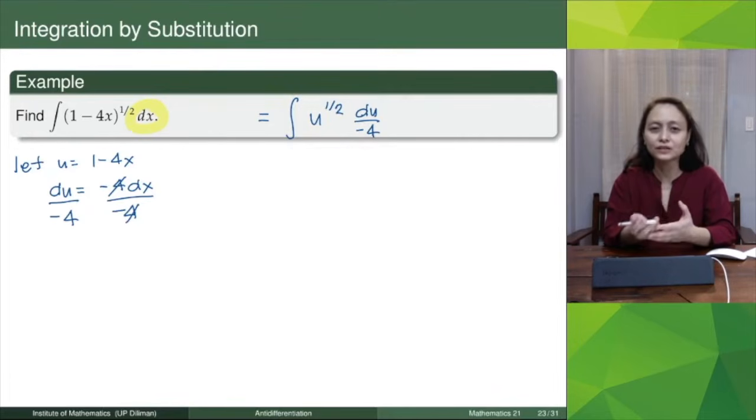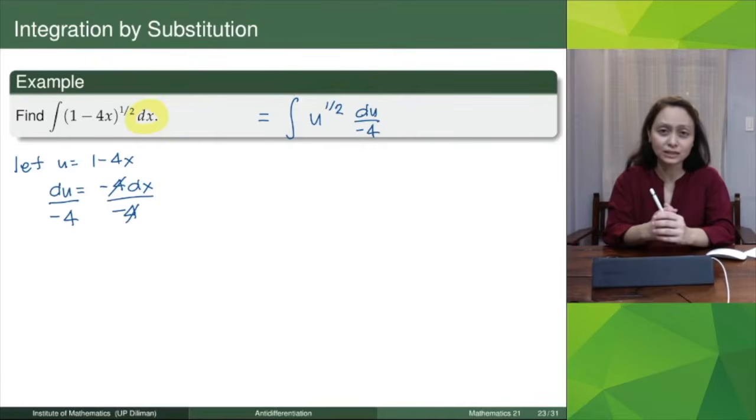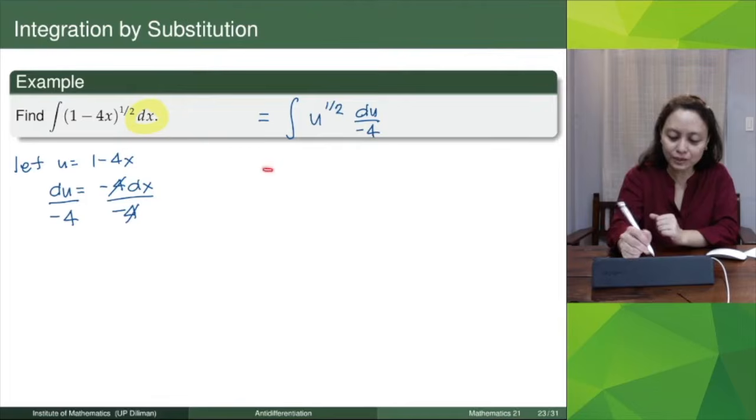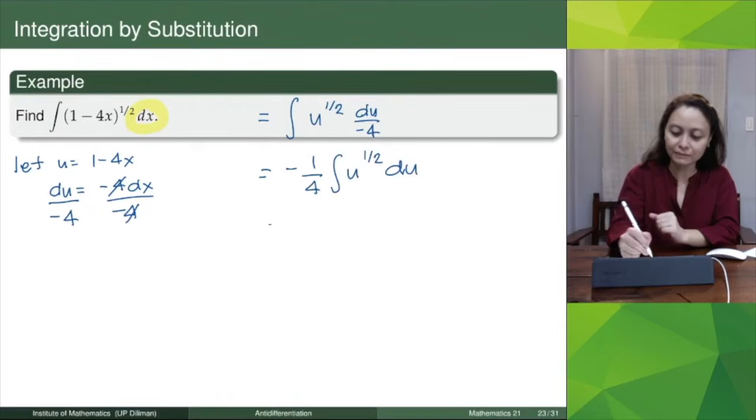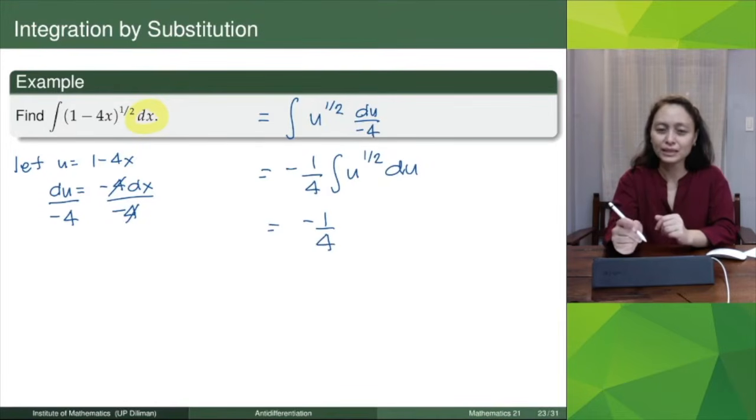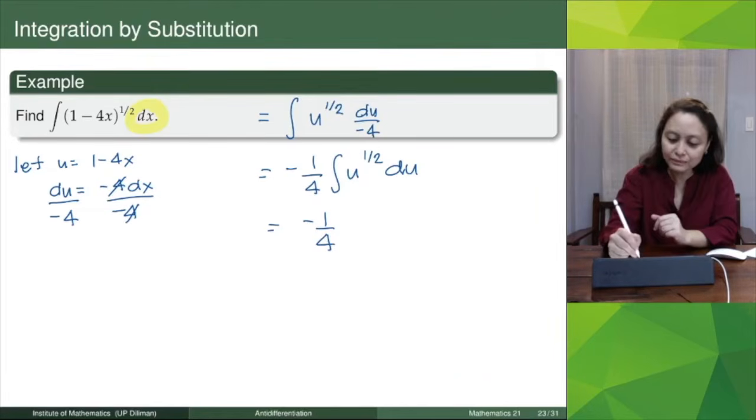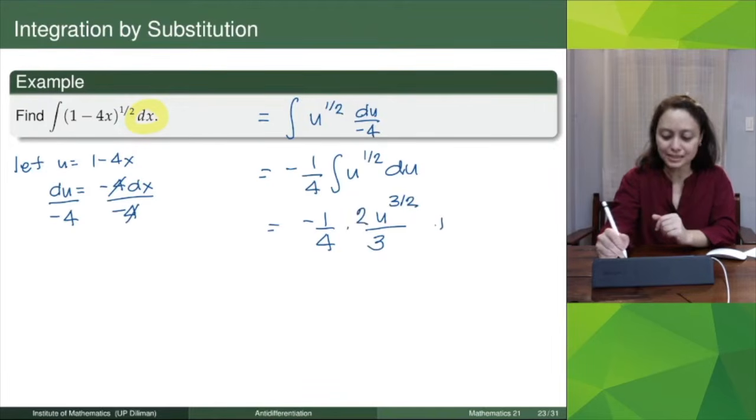Okay, so now let's try to use the theorems that we have previously discussed. Meron tayong constant na negative 1 over 4. Pwede nyo yung ilabas. So, this is equal to negative 1 over 4 times the antiderivative of u to the 1/2 du. So you have negative 1 over 4. Yung rule lang sa exponent, just add 1. u to the 1 half, 1 half plus 1 is 3 halves. So you have u to the 3 halves over 3 halves plus c.